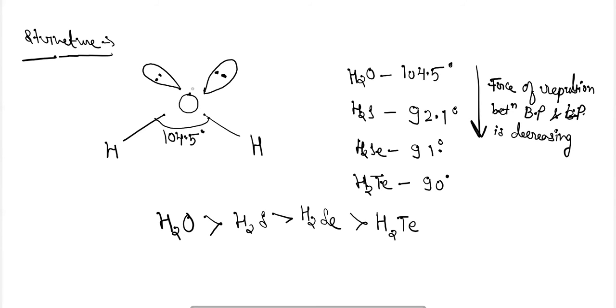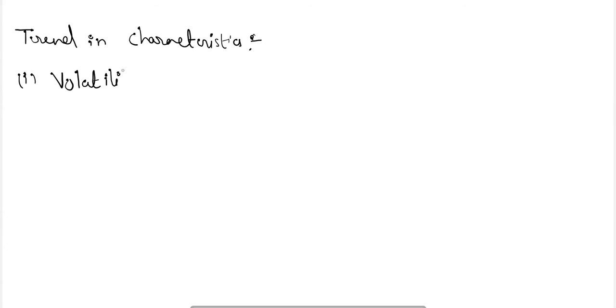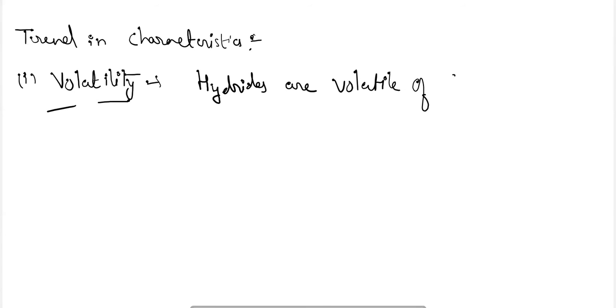Due to this, what will be the different trends in their characteristics? The first trend is that they are volatile. What is the trend in their volatility? All the hydrides of group 16 elements are volatile.